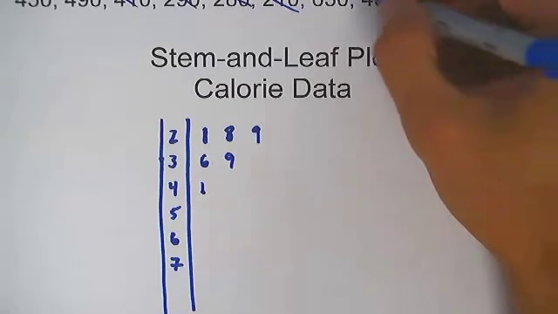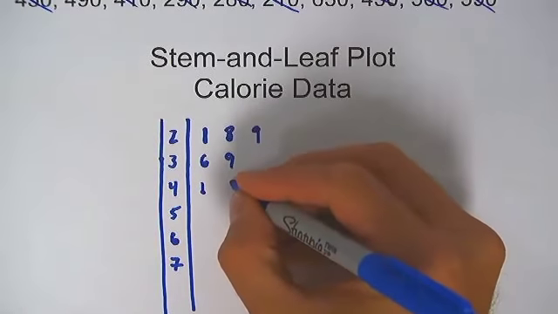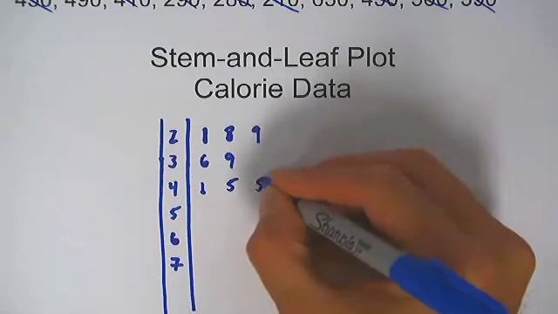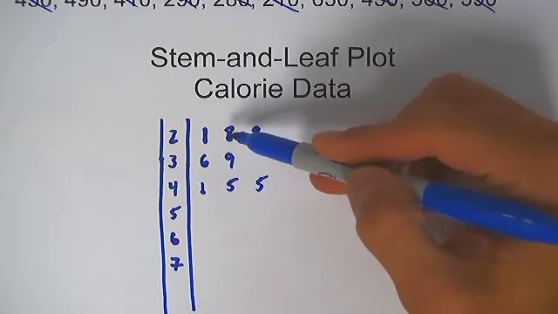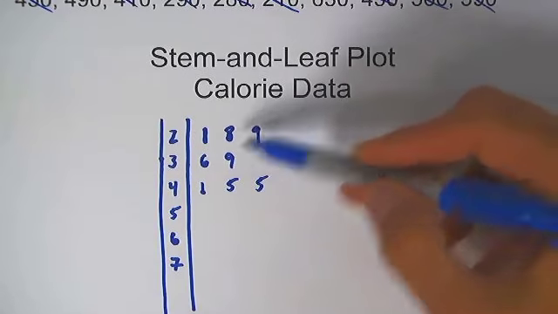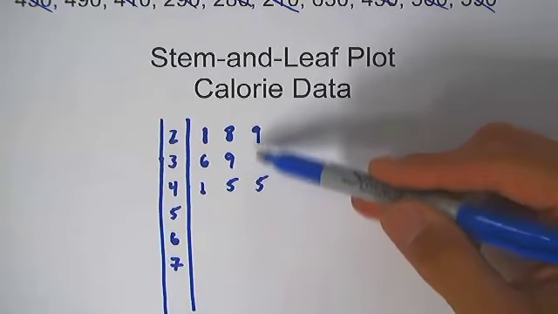Now we have two 450s, so we need to make sure that we get two 5s on here. Okay, and now notice I'm lining up the numbers, and I'm trying to make the numbers about the same width, so that if this has 3 values and this has 3 values, they both end at the same spot.